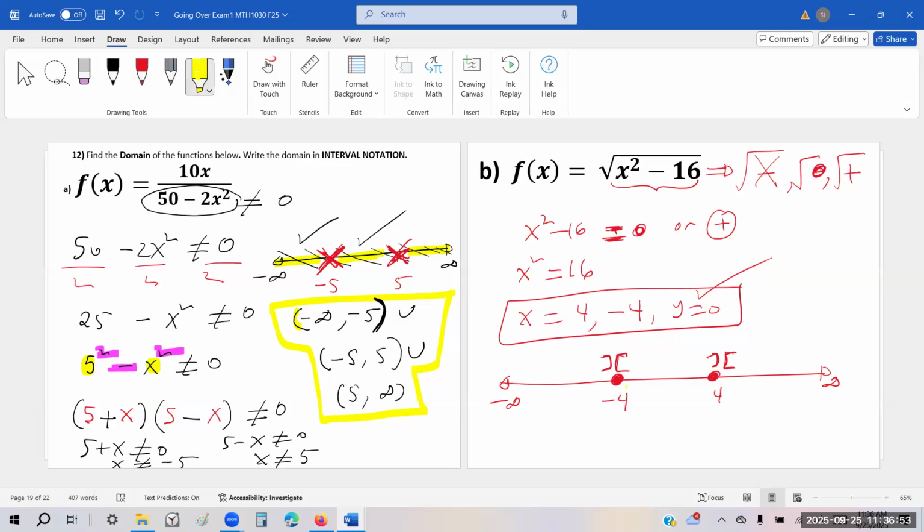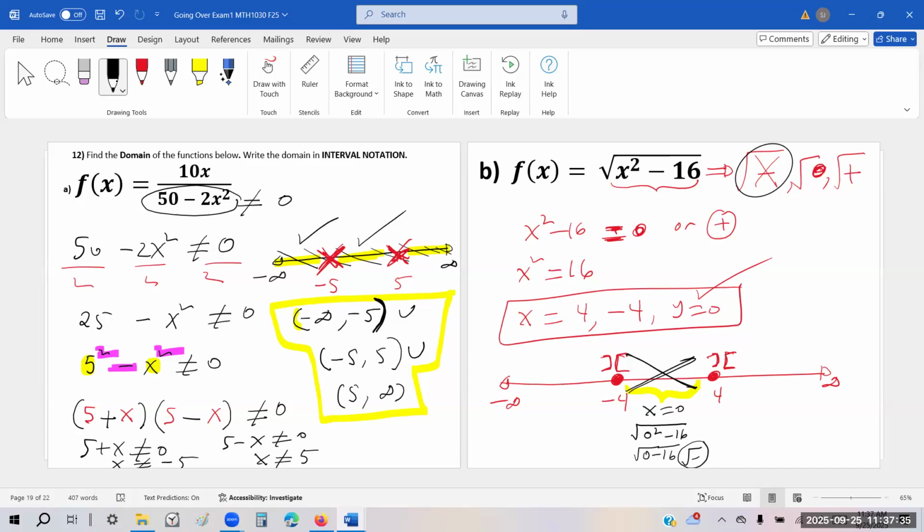Let's take the middle interval and see if you pick something from the middle interval, can you use them? Let's say we pick 0 in the middle interval. So when x is 0, what do you get here? 0 squared minus 16, which is 0 minus 16, which is negative inside. Can we have negative inside? No. So any number from -4 to +4, we cannot use, because that makes our function invalid.